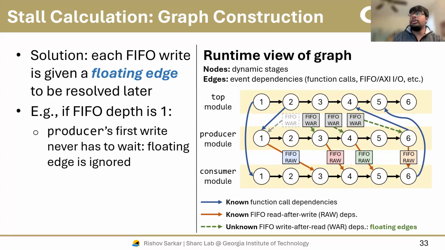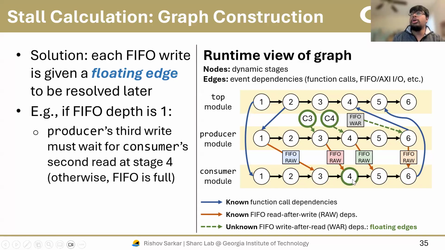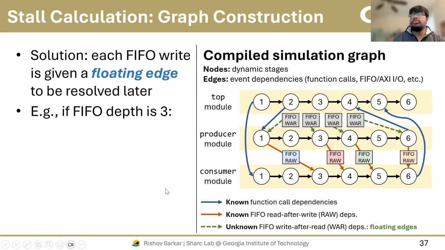so the floating edge is ignored. The second write has to wait for the first read, which is at stage 3 of the consumer. The third write has to wait for the second read at stage 4, and the fourth write has to wait for the third read at stage 5. If at any point it didn't wait for those, then the FIFO would be full at that point, so that's why we have to wait.